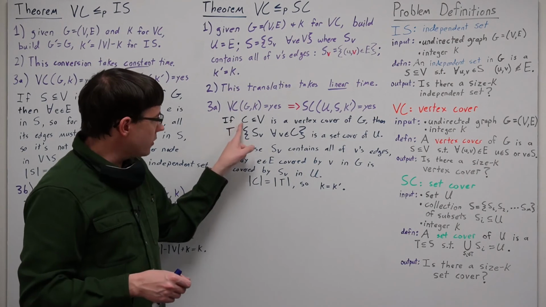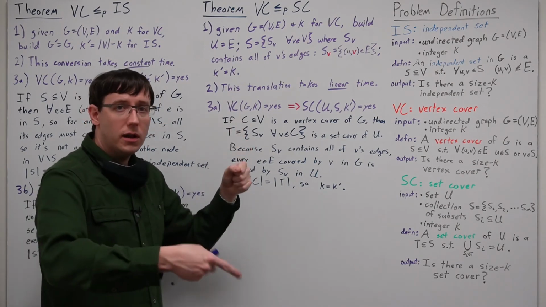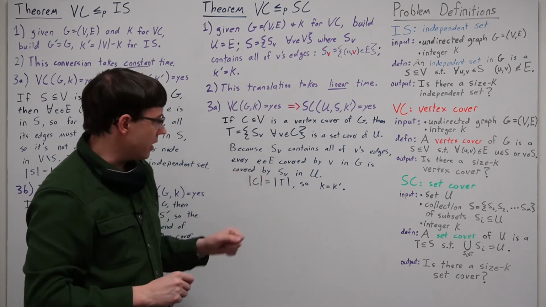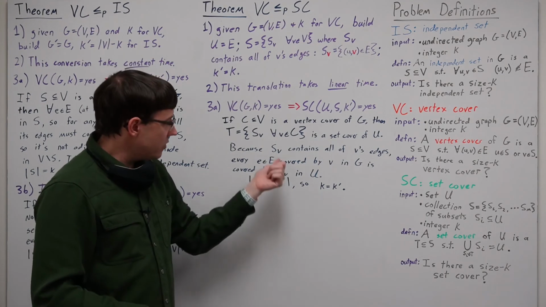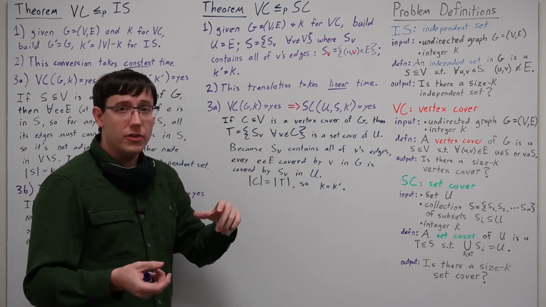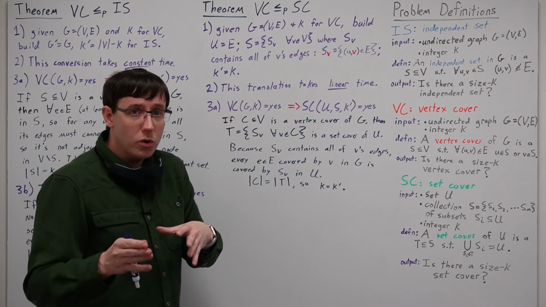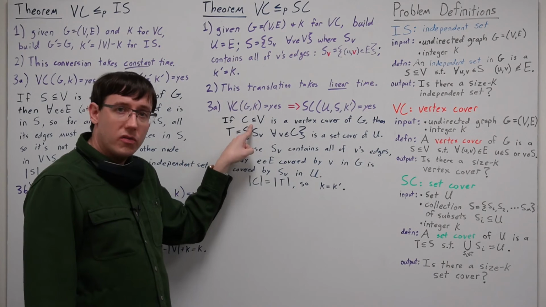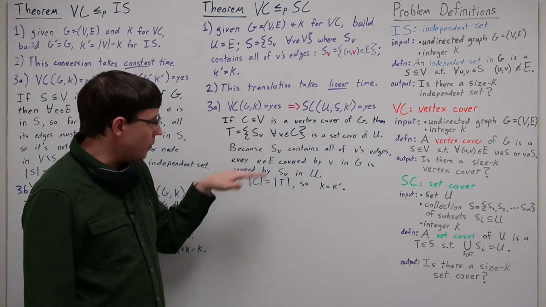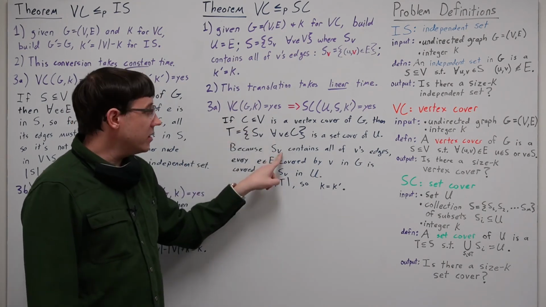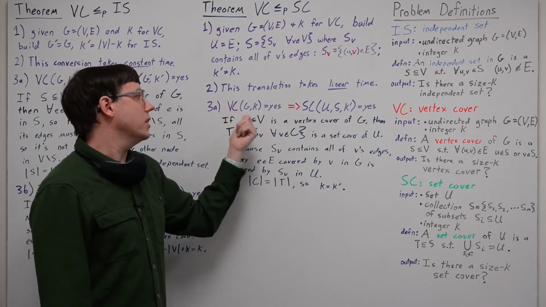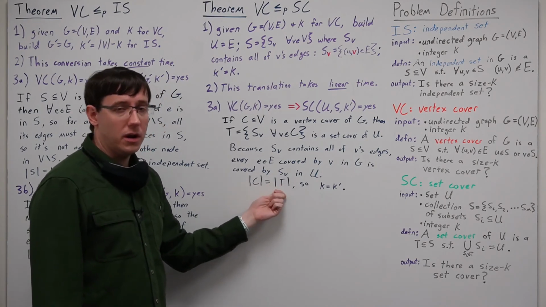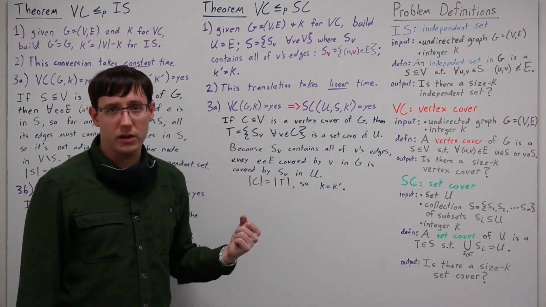So for each vertex V in the vertex cover, all of the edges that are incident on that vertex must be in S_V. So S_V covers all of the elements of U corresponding to edges incident on V. And so every edge that is covered by C corresponds to an element covered by T. And since the number of subsets we picked was equal to the number of vertices we picked, we have a set cover of the same size as the original vertex cover.